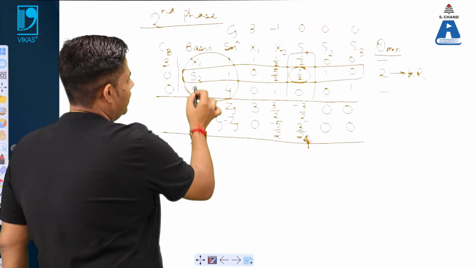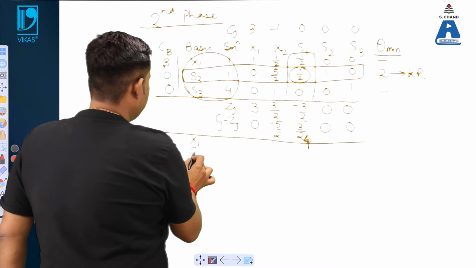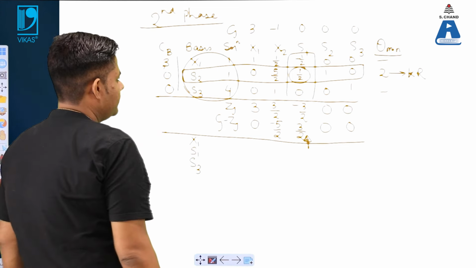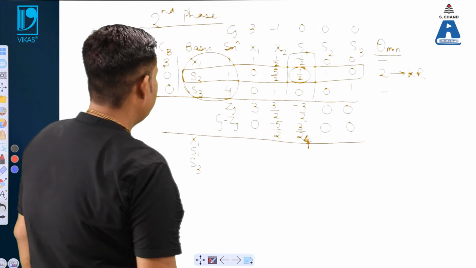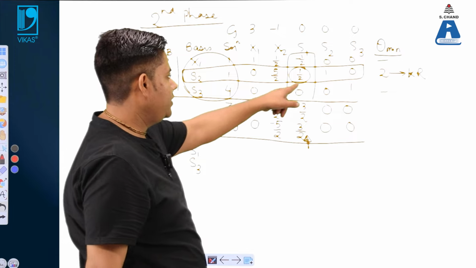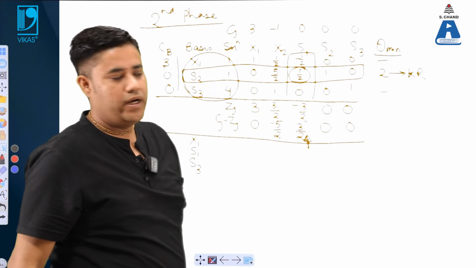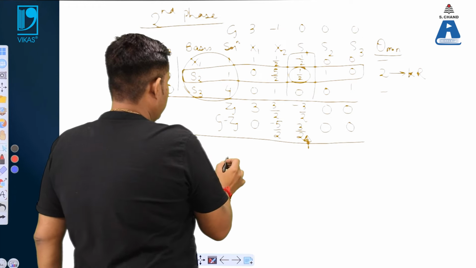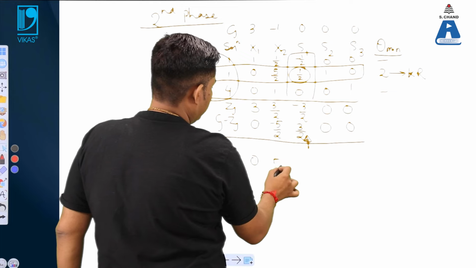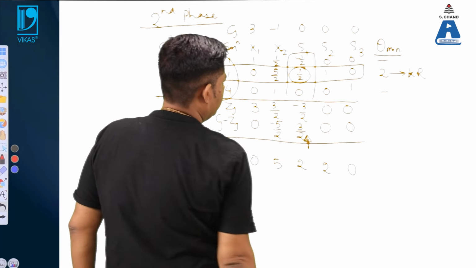In place of S2, I need to write what? S1. So in place of S2, I need to mention S1, and S3 will remain the same. Now we'll go as per the rule. The rule says that this element should be 1. So in order to make this element 1, I need to multiply the entire row by 2, so that it becomes 1. So the second row will become 2, 0, 5. This becomes 2, this becomes 2, and this becomes 0.